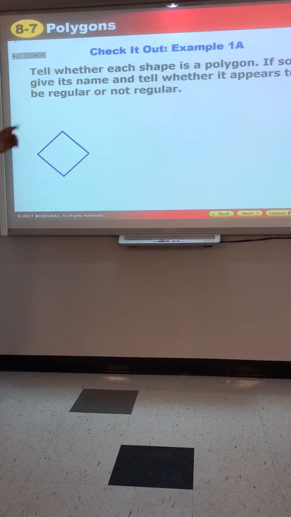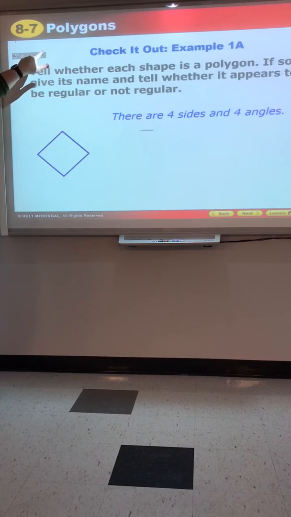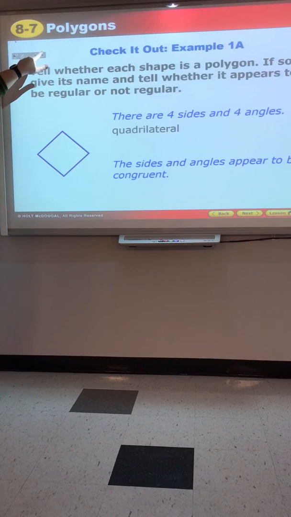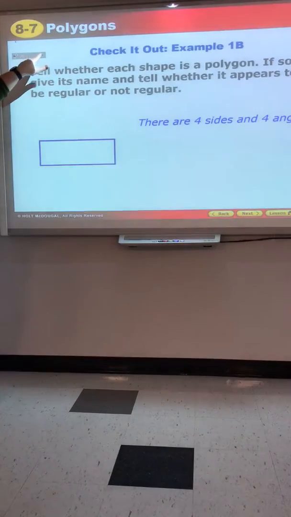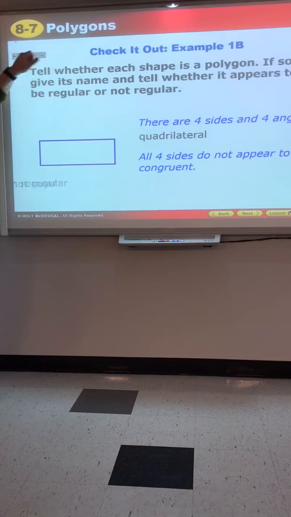Hopefully you remember from yesterday's lesson, this is a rhombus. And if those are 90-degree angles, it is a square. We look at that. There are 4 sides, quadrilateral. The sides appear to be congruent, regular. All right, this one. Ooh, all angles appear to be the same, but the sides are different, so it is a polygon. That is a quadrilateral. And all sides are not equal, so it's not regular.